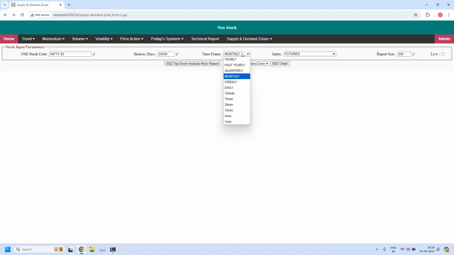Okay, the next time frame is a weekly. I am generating weekly supply demand zone chain for Nifty.